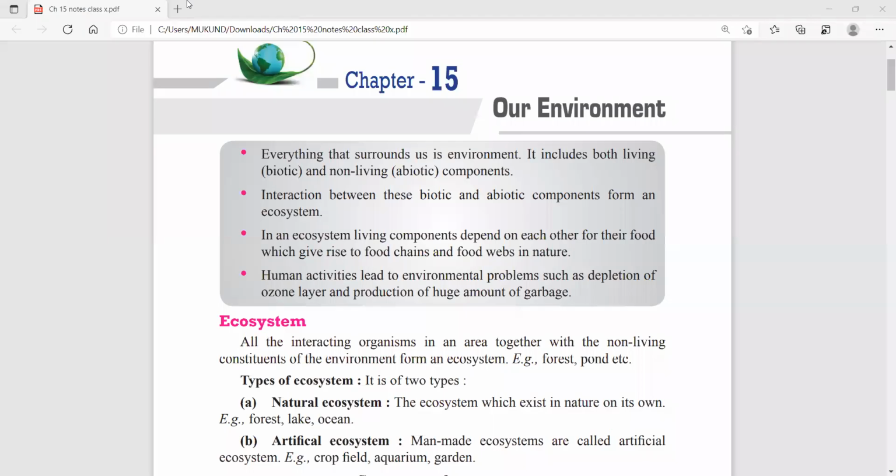So second objective of the chapter is to study about food chain and food web, right? Any other objective you can see on the screen, Sarthak? Third objective to study about.